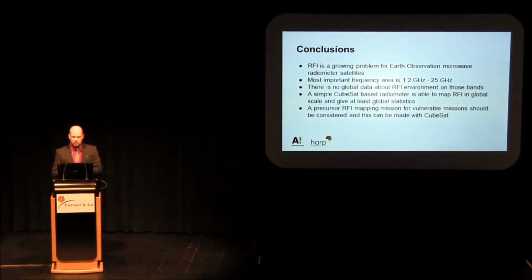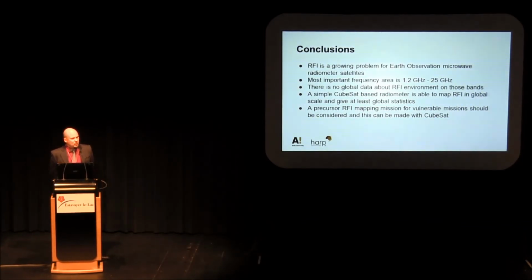So we are coming to conclusions. Radio frequency interference is a growing problem for Earth observation microwave radiometer satellites, and the most important areas which are affected and interesting for this type of satellite are 1.2 gigahertz to 25 gigahertz, and unfortunately there is no global data available about what kind of radio environment we have on these frequency bands.